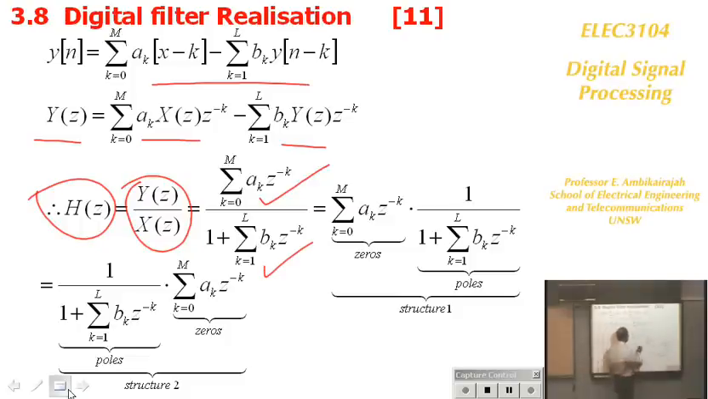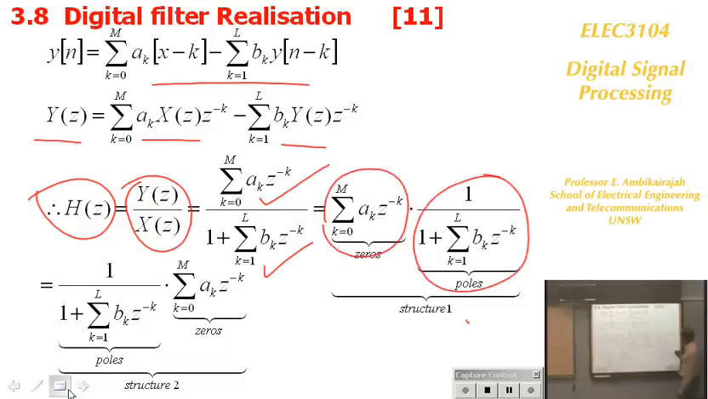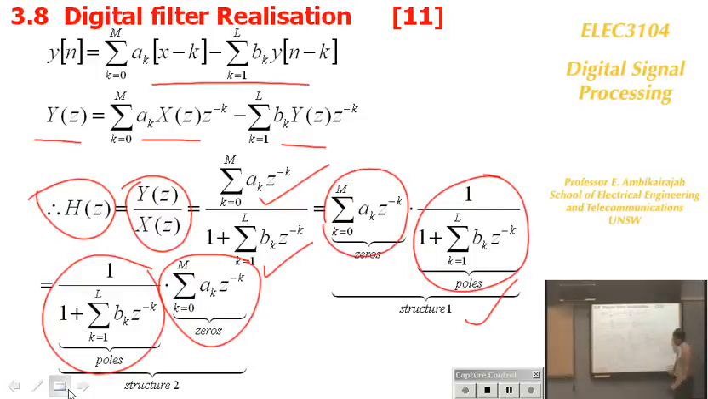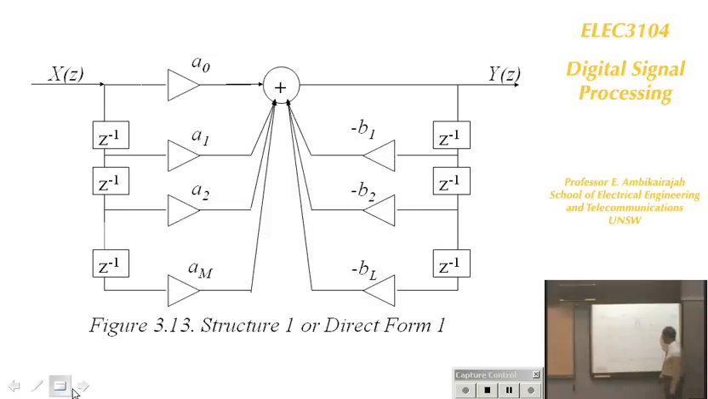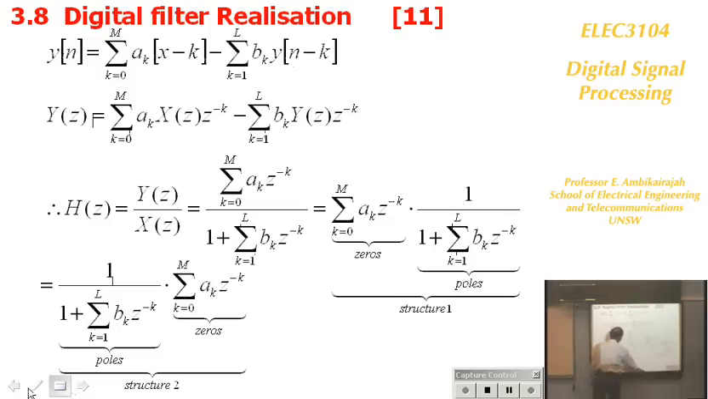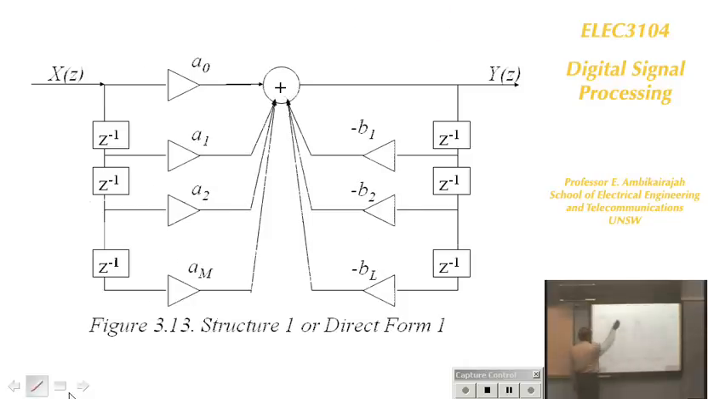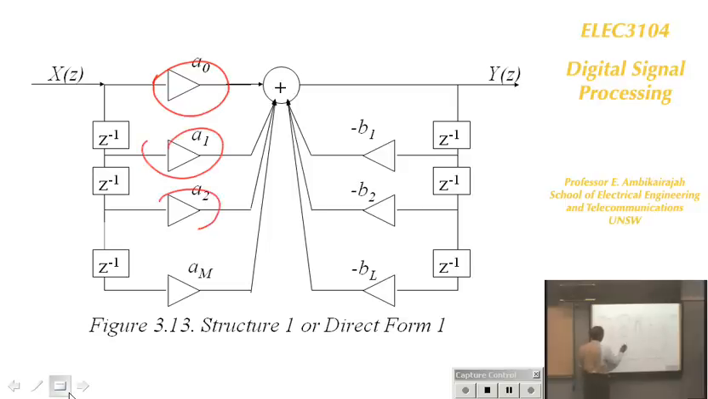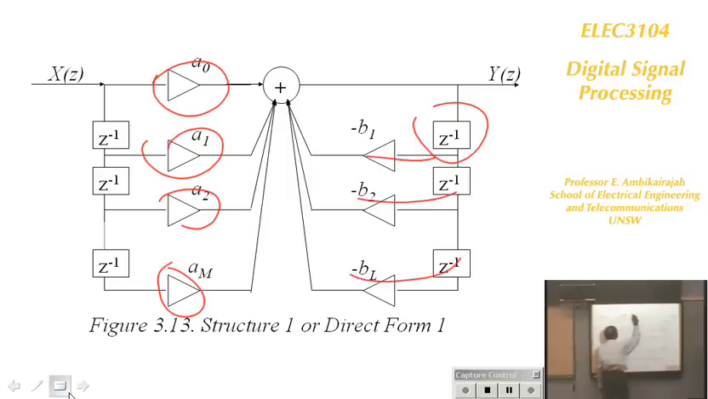And you know that you can write the transfer function in this form, writing the zeros first and the poles afterwards, that's called structure 1, or poles first and zeros afterwards, that's called structure 2. We have looked at it in a smaller order earlier. If you draw the structure, I'm going to draw zeros first and then poles. You already know how to draw the structure. It will be A0, A1, A2, and so on up to M. And B is the feedback path, this one, this one, this one. I just put them all in one summer to make it simpler. That's our structure 1, which is called direct form 1.